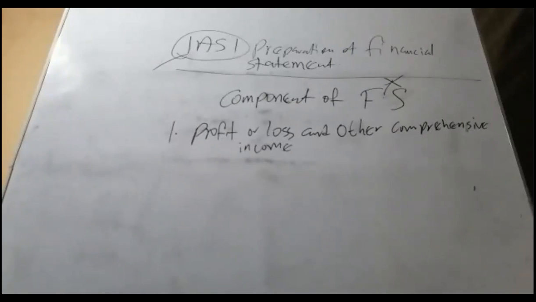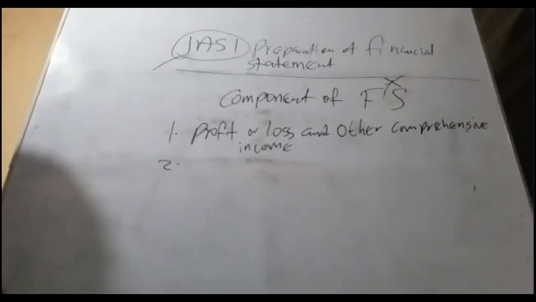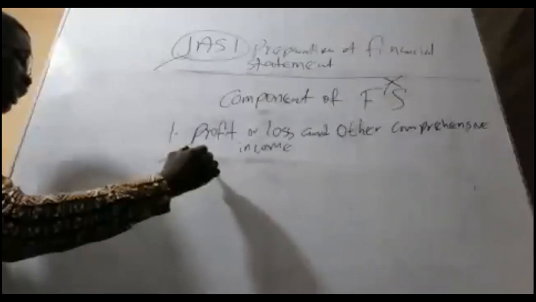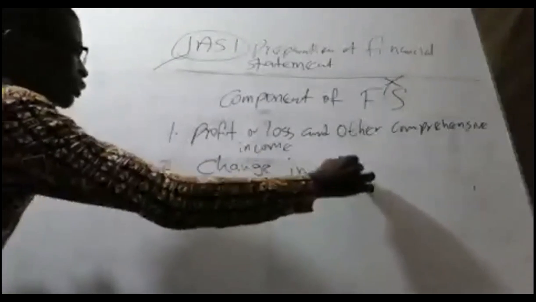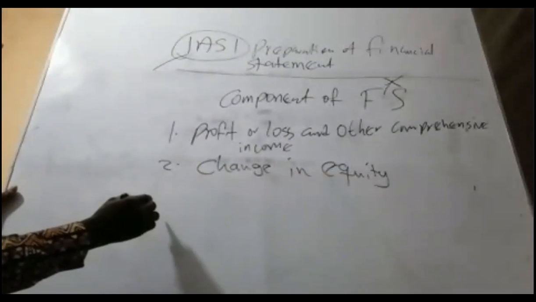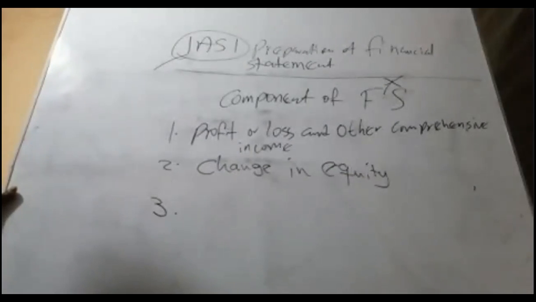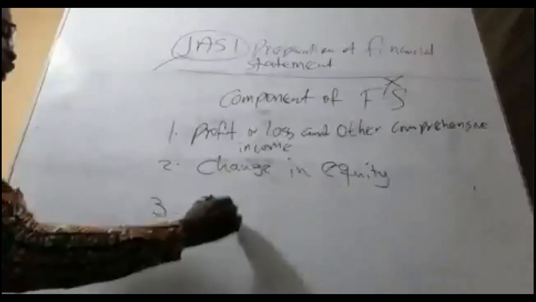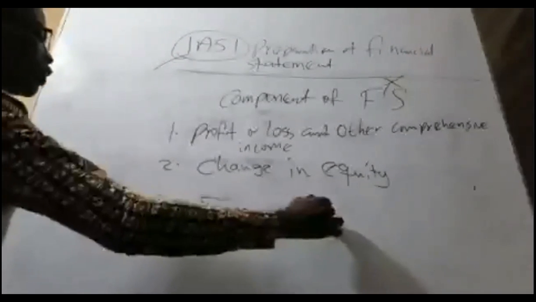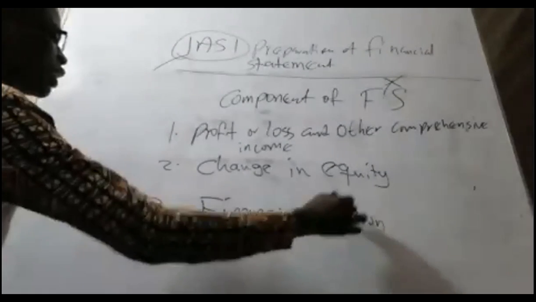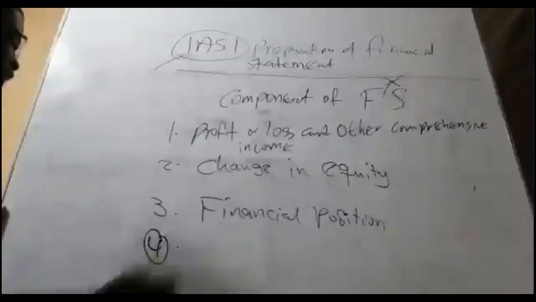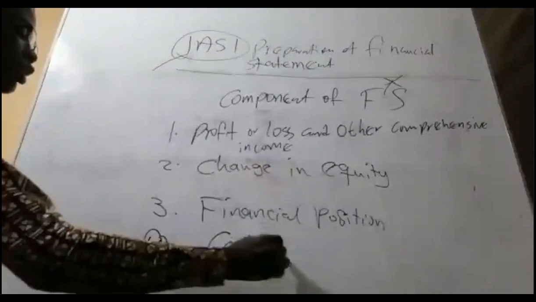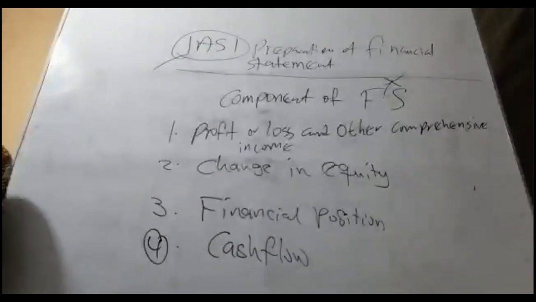Now, the next one is the statement of changes in equity. All of them start with "statement." Statement of what? Changes in equity. Finally, the statement of financial position, that's the balance sheet, widely known as the balance sheet. Then the fourth one is the statement of cash flows.